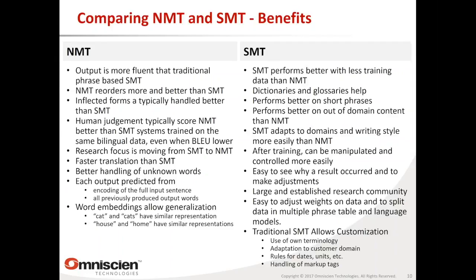SMT does a lot better with less training data. So if you don't have a lot of data, SMT may be a better solution for you. NMT does very poorly when you don't have much data. Dictionaries and glossaries help a lot. SMT performs better on short phrases of 1 or 2 words or 3 words. And SMT adapts much more quickly and easily to domains and writing styles, which can be very important.